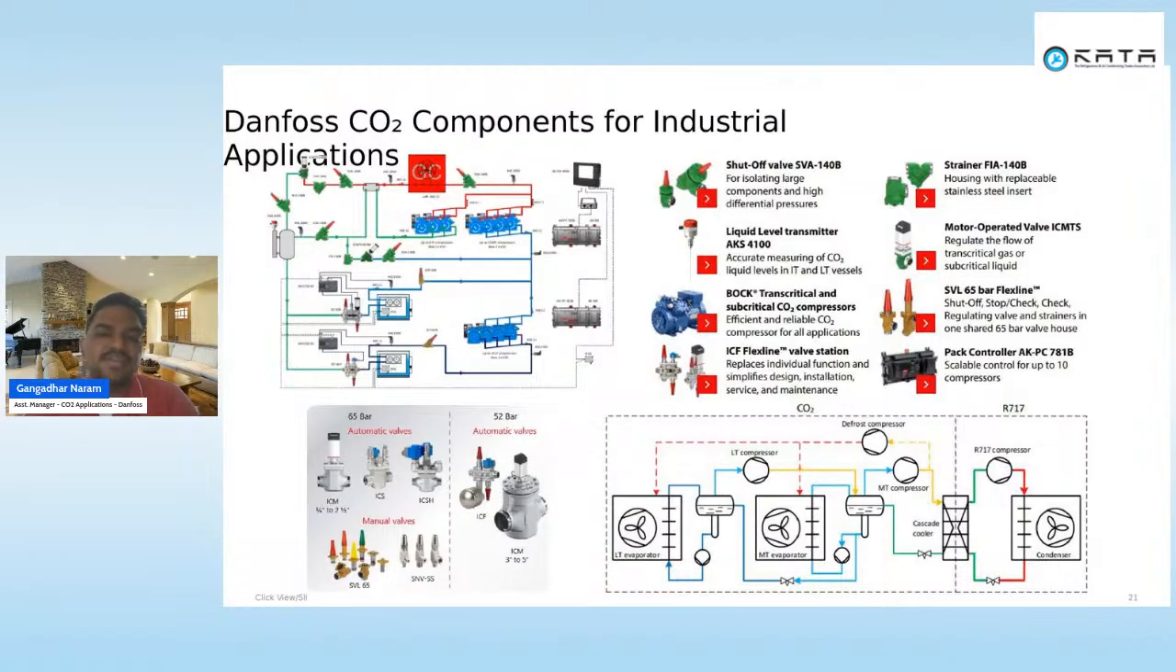But when you're dealing with CO2 ammonia based systems, where you are operating the CO2 in a subcritical range, the design ratings will be 65 bar; 52 bar is more than sufficient. So those are the industrial components also which are available in Danfoss, so that according to the requirement we can design the system.